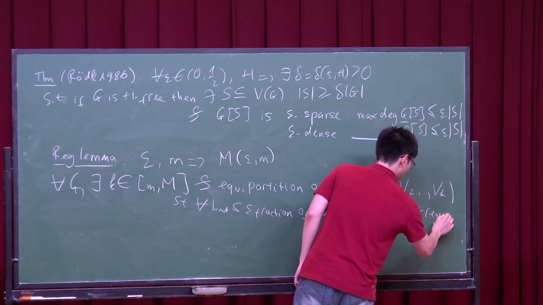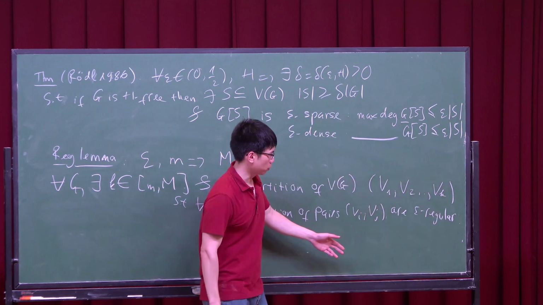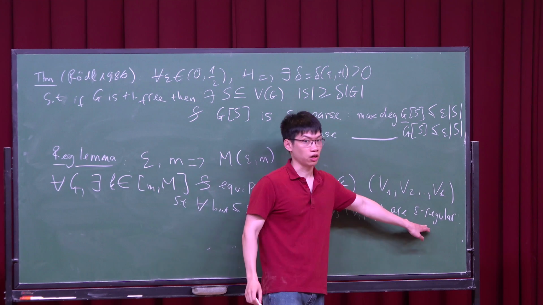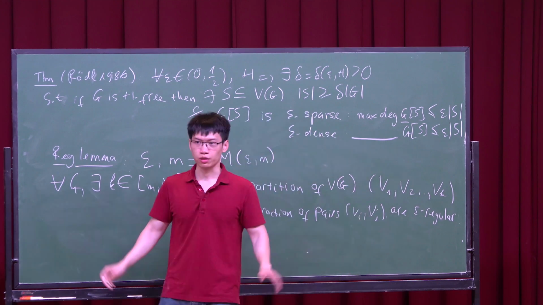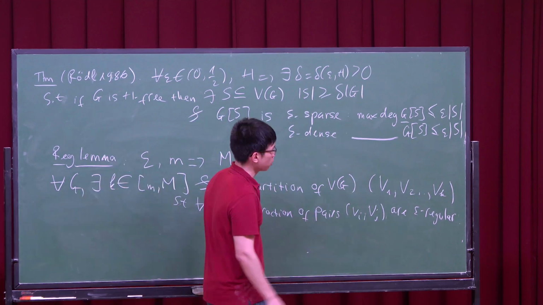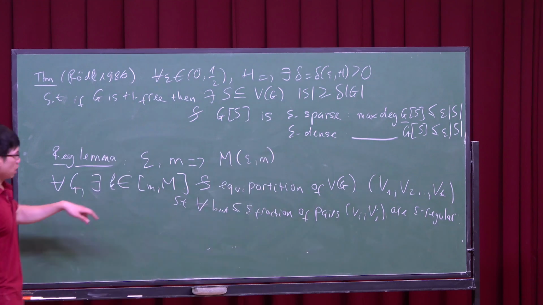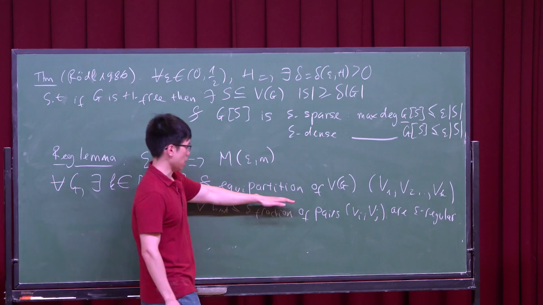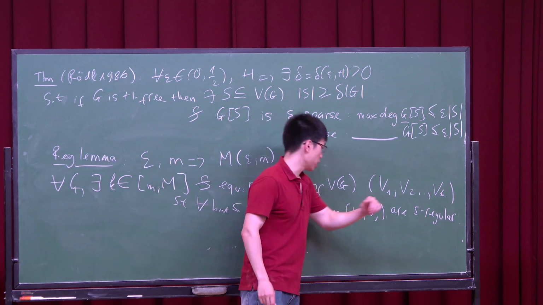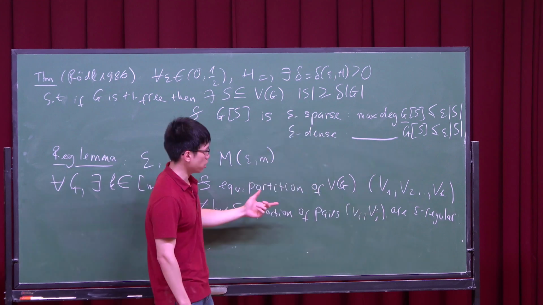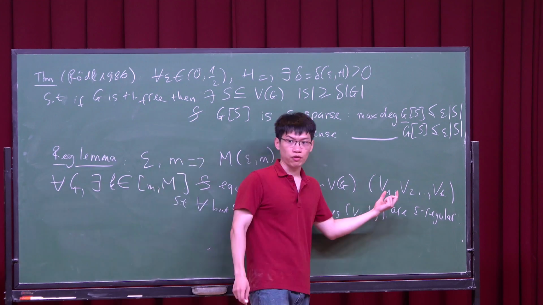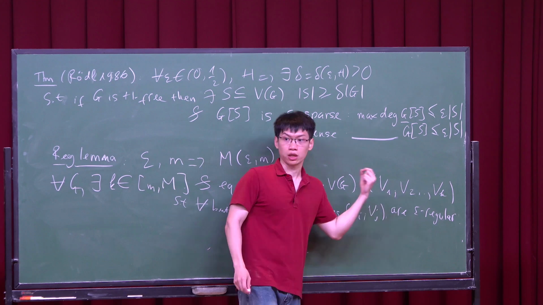And I'm not going to go into the detail of what epsilon regular means, but I would assume maybe all of you already know about it. Okay, so here, an equipartition: V1 to VK is an equipartition of V(G) if the size difference of every two of them is at most one, right? Okay.